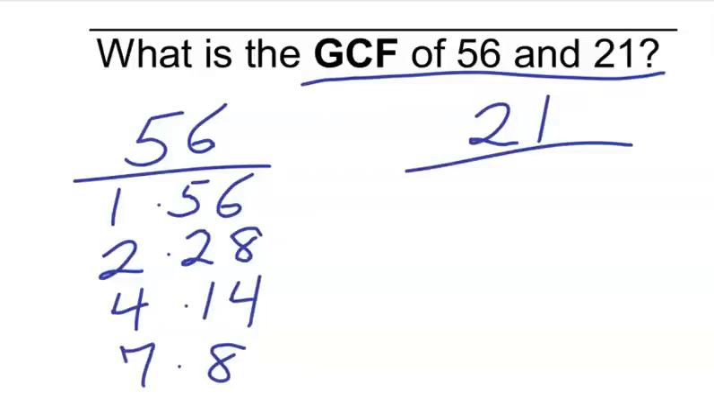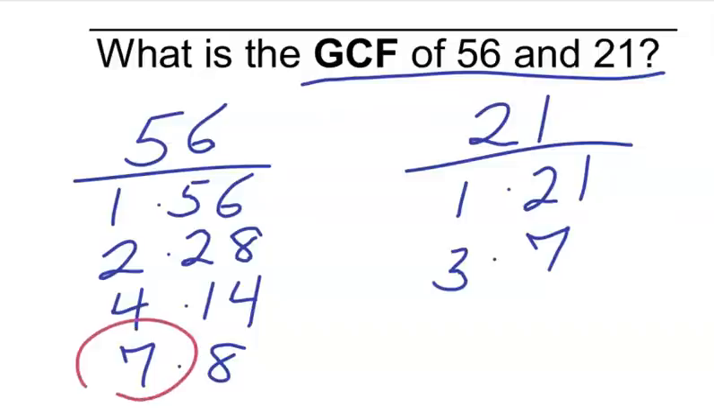Let's look at 21. We have 1 times 21. 2 doesn't go into it. 3 times 7. 4, 5, 6. Okay, so that's all there is. So what is the greatest common factor of 56 and 21? It looks like the biggest number that is in both of these is the number 7. The greatest common factor is 7.